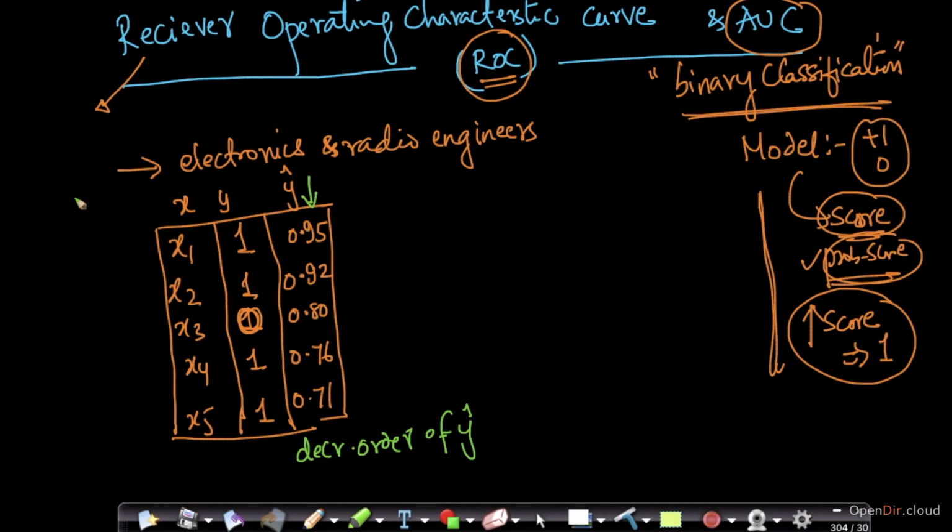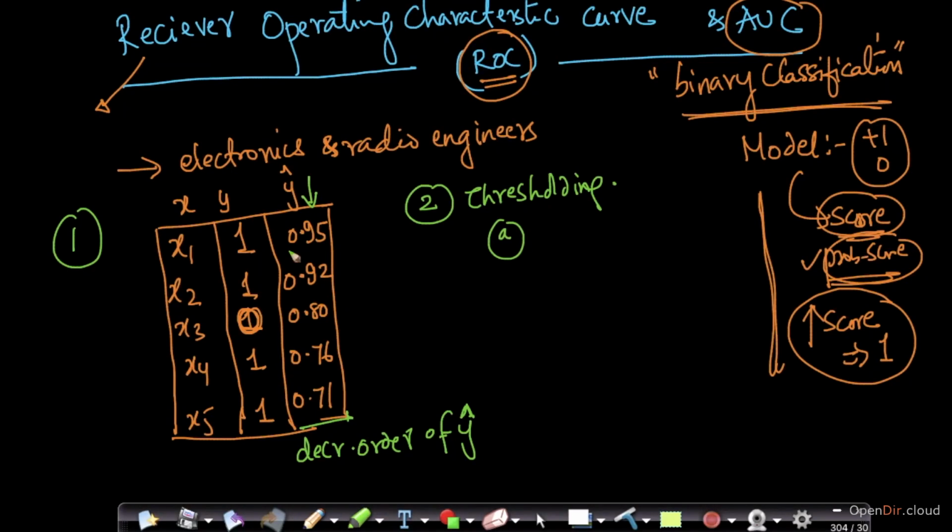So the first step in plotting the ROC curve is to take all of your data and sort it in decreasing order of y hat. Once I sort it, the second step is called thresholding. Thresholding works as follows. I can take any value here. In the first step of thresholding, I'll take the largest value, 0.95, and use it as a threshold, tau. Thresholds are often written as tau. I'll write it as tau 1. My first threshold is tau 1.